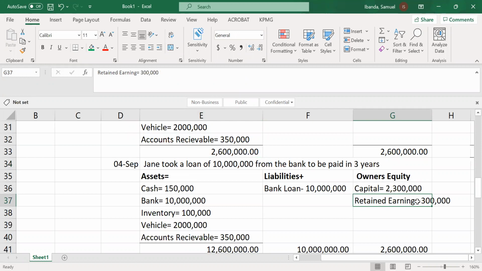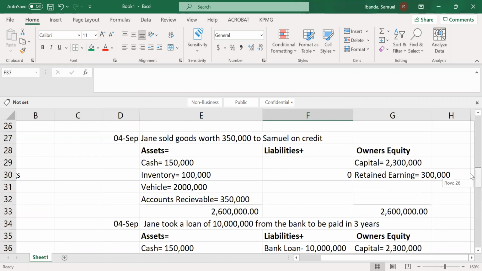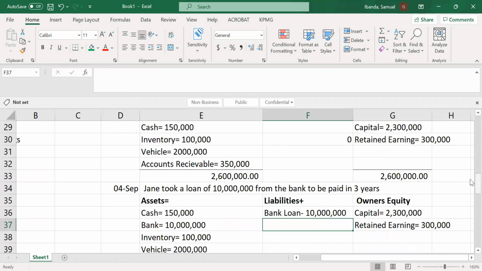In case this interest is not paid immediately, say we pay it annually, for the 1 month we shall include a liability here called interest payable, which we shall also include within our balance sheet as interest payable as time proceeds. So that's how we handle the dynamics of interest.